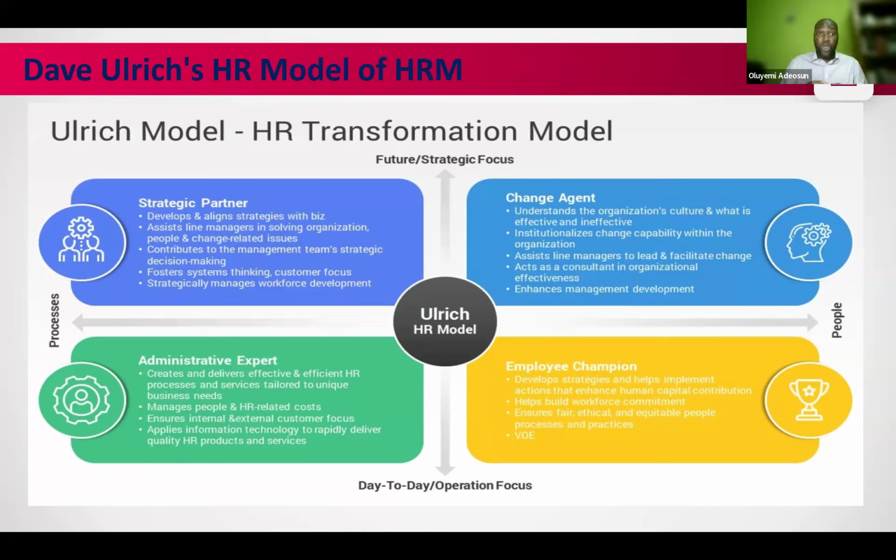Even if they say no, it will be like, wait, or let's reduce this. Not because they don't see the brilliance and the beauty in your idea. You know, there may be some other factors. So develop and align strategies with business. Assist line managers in solving organizational, people, and change-related issues.